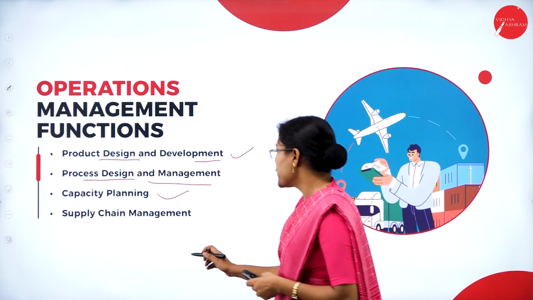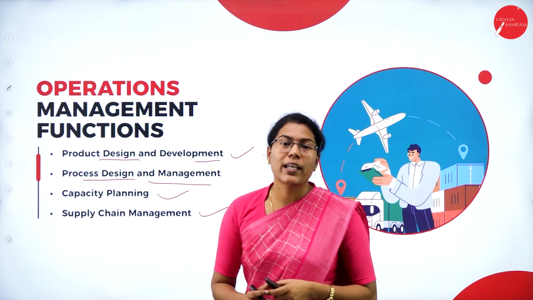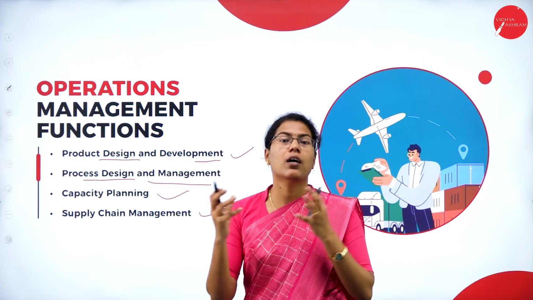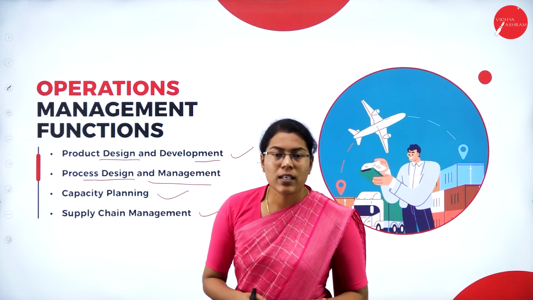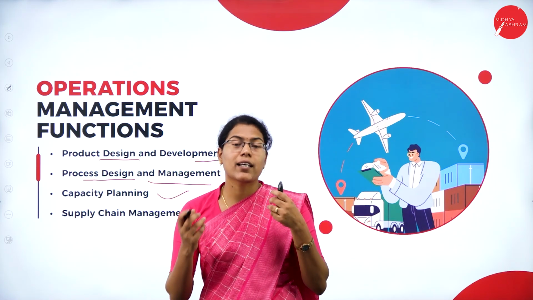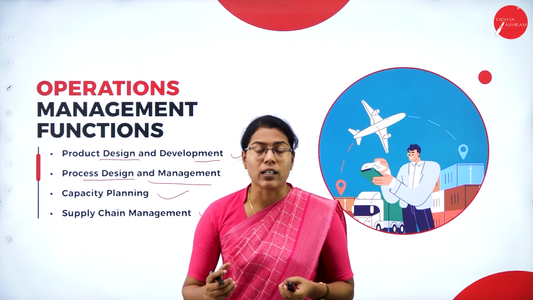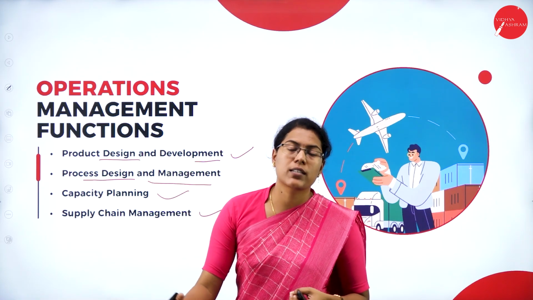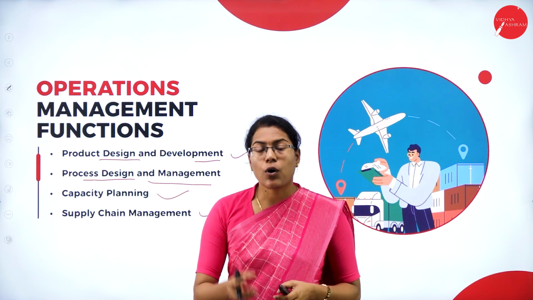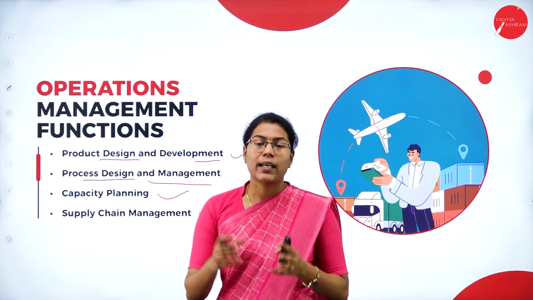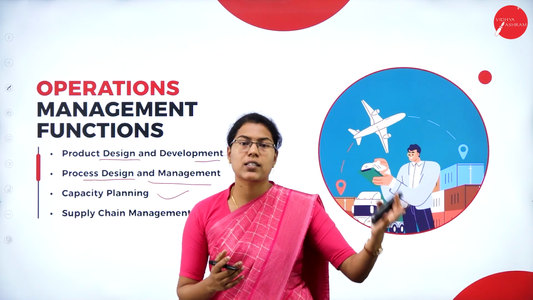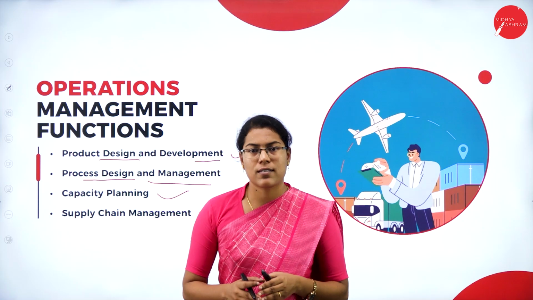Next, supply chain management. This function involves the flow of information and materials from suppliers to the customers. It includes sourcing of raw materials, maintaining inventory, and ensuring the proper relationship with the suppliers, and also the timely delivery of the products to the customers. So a proper supply chain management helps to run the production process smoothly and have a good relationship both with the suppliers as well as the customers.